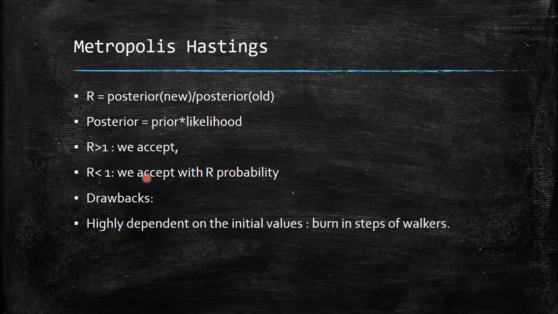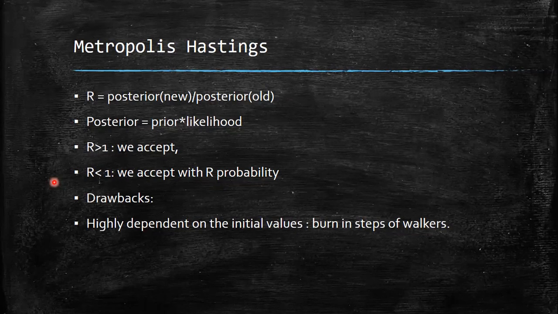And if the ratio is actually less than 1, then we accept with an R probability. So what do I mean by that? If the ratio is 0.8, then since it's less than 1, we accept it with a 0.8 probability. So this is really simple, and it can be really effective.